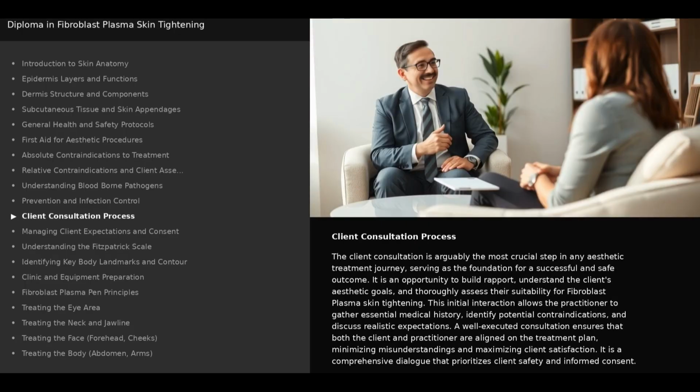Client consultation process. The client consultation is arguably the most crucial step in any aesthetic treatment journey, serving as the foundation for a successful and safe outcome. It is an opportunity to build rapport, understand the client's aesthetic goals, and thoroughly assess their suitability for fibroblast plasma skin tightening. This initial interaction allows the practitioner to gather essential medical history, identify potential contraindications, and discuss realistic expectations. A well-executed consultation ensures that both the client and practitioner are aligned on the treatment plan, minimizing misunderstandings and maximizing client satisfaction. It is a comprehensive dialogue that prioritizes client safety and informed consent.